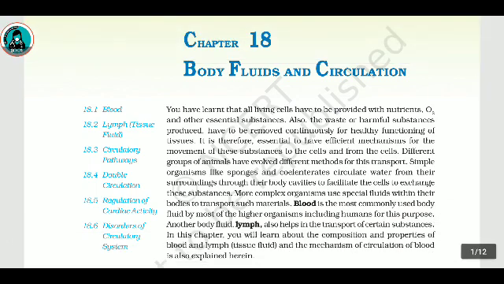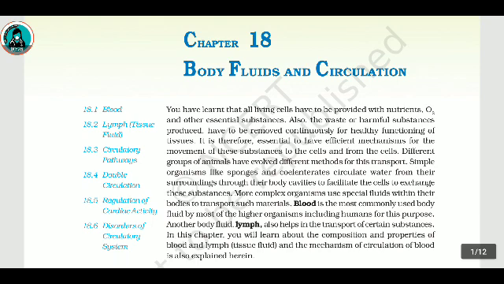Chapter 18, Body Fluids and Circulation. You have learned that all living cells have to be provided with nutrients, oxygen, and other essential substances. Also, the waste or harmful substances produced have to be removed continuously for healthy functioning of tissues. It is therefore essential to have an efficient mechanism for the movement of these substances to the cells and from the cells. Different groups of animals have evolved different methods for this transport.